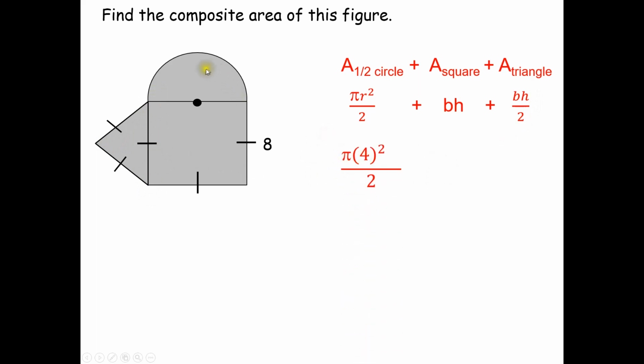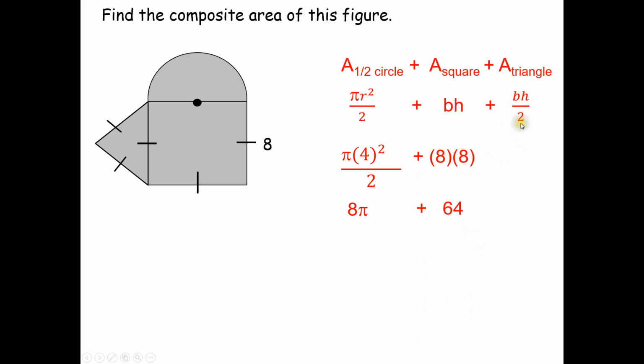Okay, so I'm going to do the half a circle first. So the radius has to be 4 because 8 is the length of a side, right, of the square. So that would be 4 for the radius. So plug it in there. So 4 squared is 16 over 2, which is 8 pi. Okay, and base times height of the square is simple. 8 times 8, right, which is 64.